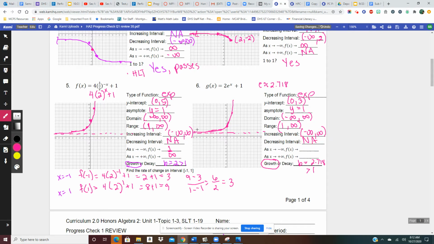As I go to the left, the graph goes to 1. I should have picked a different asymptote here. We go to 1. As we go to the right, the graph goes up, so it goes to infinity. Okay, so that's all the graphing.